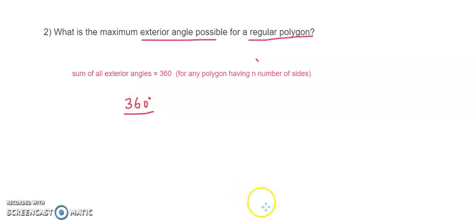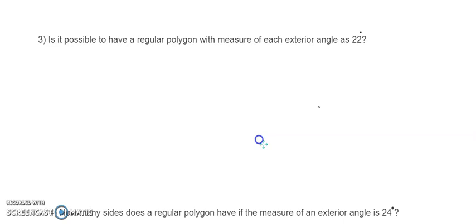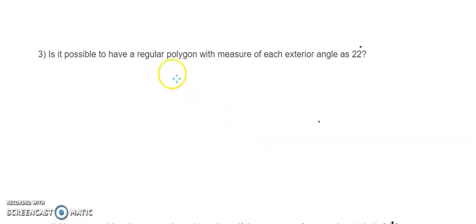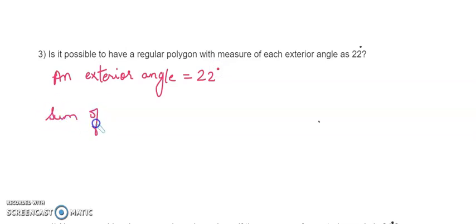Clear? Let's go to the next question now. Is it possible to have a regular polygon where the measure of each exterior angle is 22? So first of all, each exterior angle is 22. Now the sum of all exterior angles is, yes, 360.